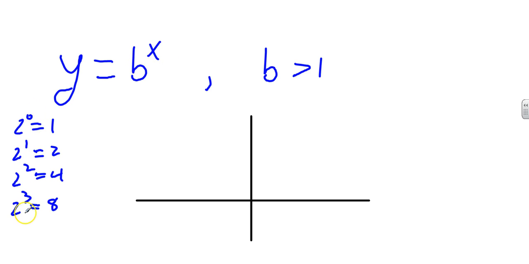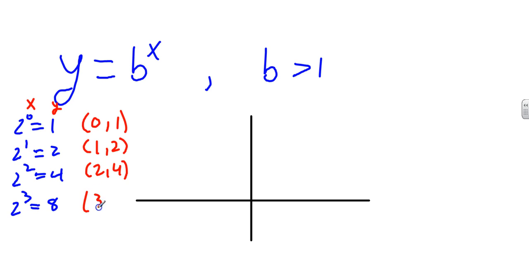The exponent was basically the x part of the coordinate. So if you look at ordered pairs on this one, this is our x, and this would be our y. So this was at 0, 1. This would be at 1, 2. This would be at 2, 4. And this point would be at 3, 8.